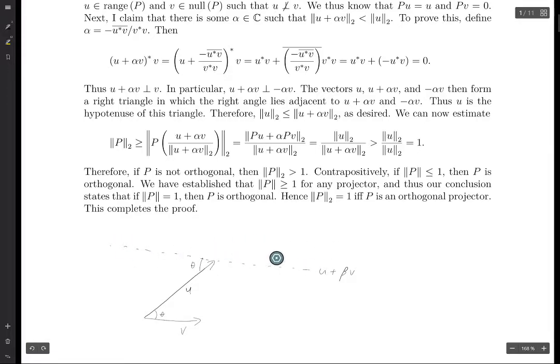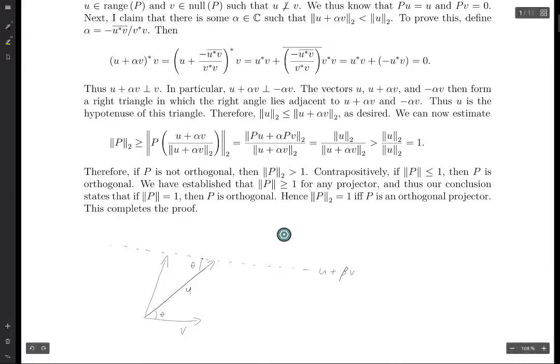But anyways, since this angle here is not 90 degrees, you can sort of see that if you were to move over this way a little bit and draw a vector like here, then you'd end up with a vector whose norm is less than the norm of u. So it makes sense that we would be able to find such a scalar alpha, such that the norm of u plus alpha v is strictly less than the norm of u. But let's actually figure out how we're going to do it.